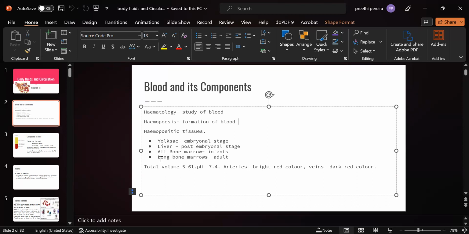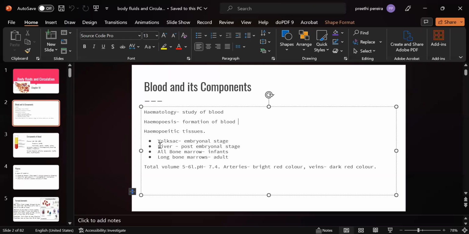Now consider when we were embryos, that is, when we were in our mother's womb, like 1, 2, 3 months old. At that time, the yolk sac, you all know in the egg there is a yolk sac, was the one which gave rise to blood. So the yolk sac was the one which helped in the blood formation in the embryos. Okay. So in the embryo, the yolk sac was the one which helped.